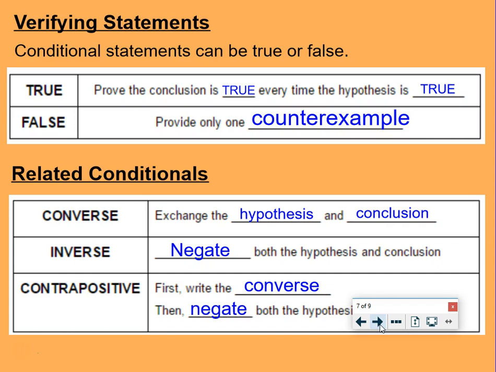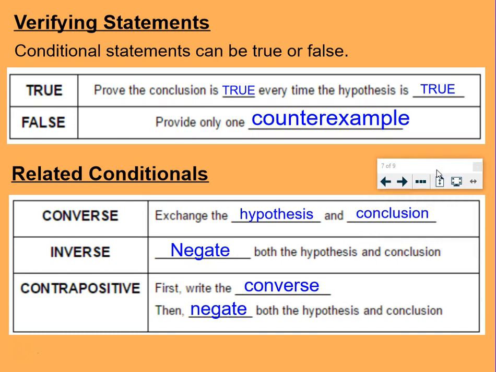Related conditionals. We have three. Converse. You exchange the hypothesis and the conclusion, so you flip them around. Inverse, you negate both the hypothesis and the conclusion. Contrapositive, first write the converse, then negate both the hypothesis and conclusion. So contrapositive is kind of a combo of a converse and an inverse.